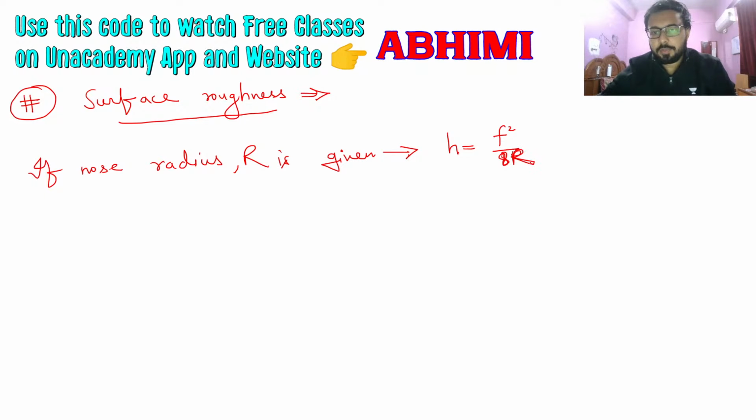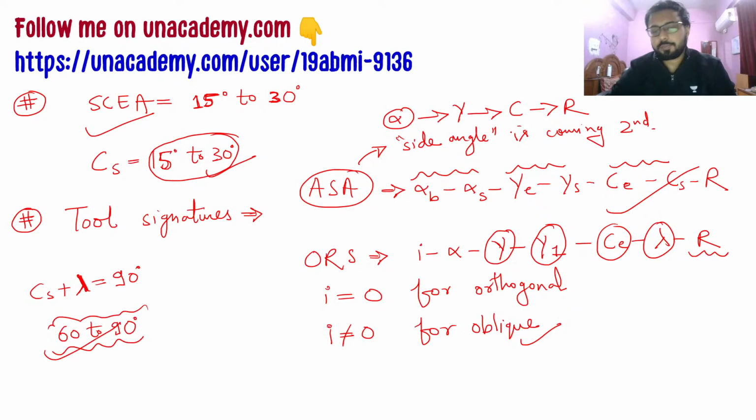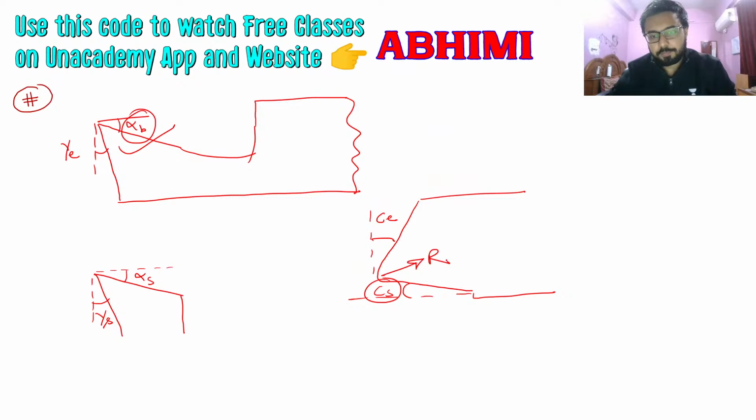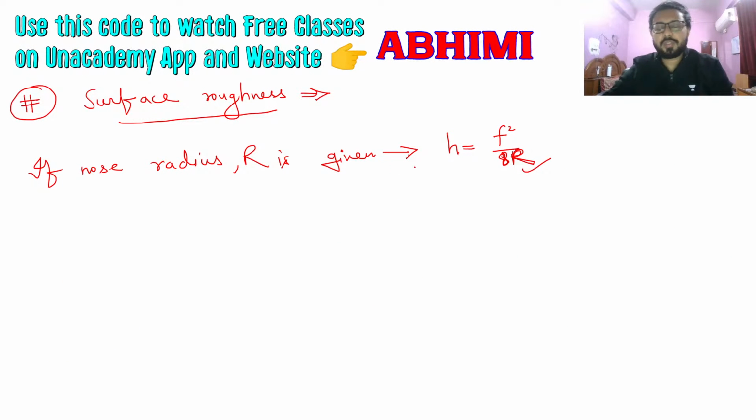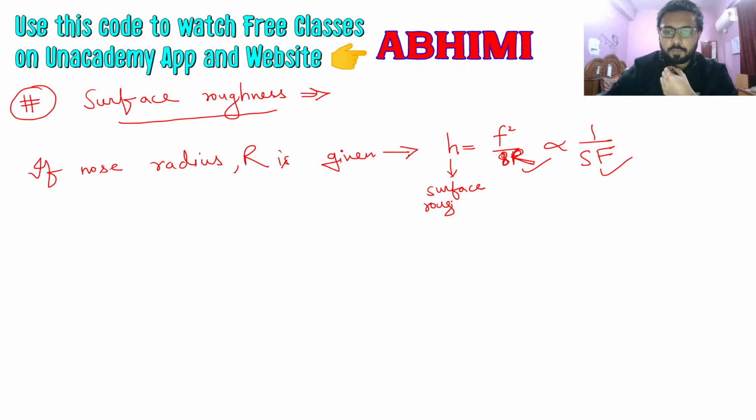As you can see here, we are using nose radius, and the surface roughness is inversely proportional to nose radius. Both cutting edges meet at a point, and that point has a curvature; how much curvature it has is decided by nose radius, and h is directly proportional to f, that is feed. This h, surface roughness, is inversely proportional to surface finish, because if roughness is more, then your surface finish is less. It is quite simple. So this h is surface roughness, and this is surface finish.